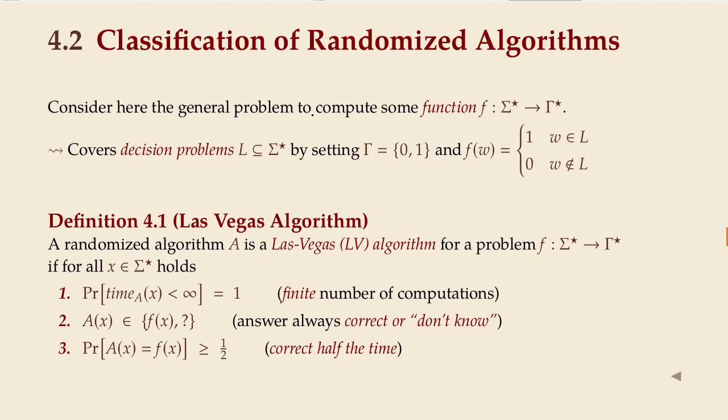So first of all, let's consider a general problem to compute some function. We're given a function that just maps some strings to some other strings. This certainly covers the case of decision problems that we've talked about in the past whenever we were referring to lower bounds in complexity theory. So given the language, we set that function to be the characteristic function for that set, for that language. And then the definitions to follow also cover the decision problems.